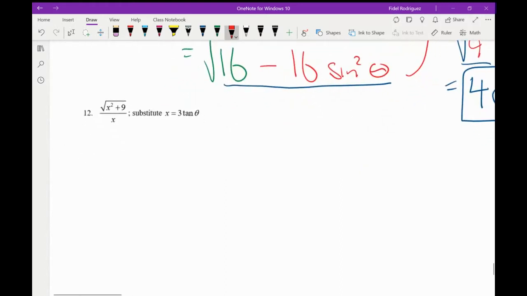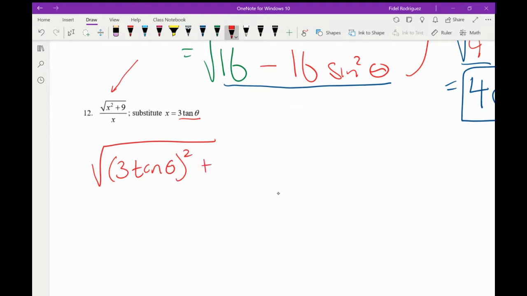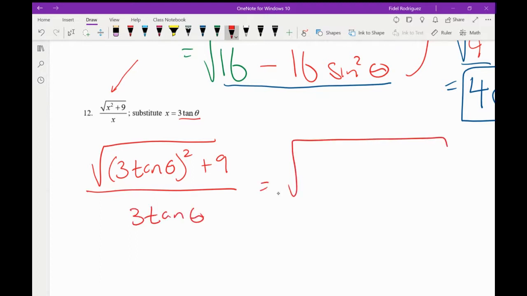All right, guys, we got one more problem the same way. We're going to plug and shove again. Everywhere we have an x, what are we going to plug in? Okay, so let's do it to it. So we're going to go 3 tangent theta squared plus 9 all over x, which is just 3 tangent theta. Okay, so now let's go ahead and square it. 3 squared is? Good.